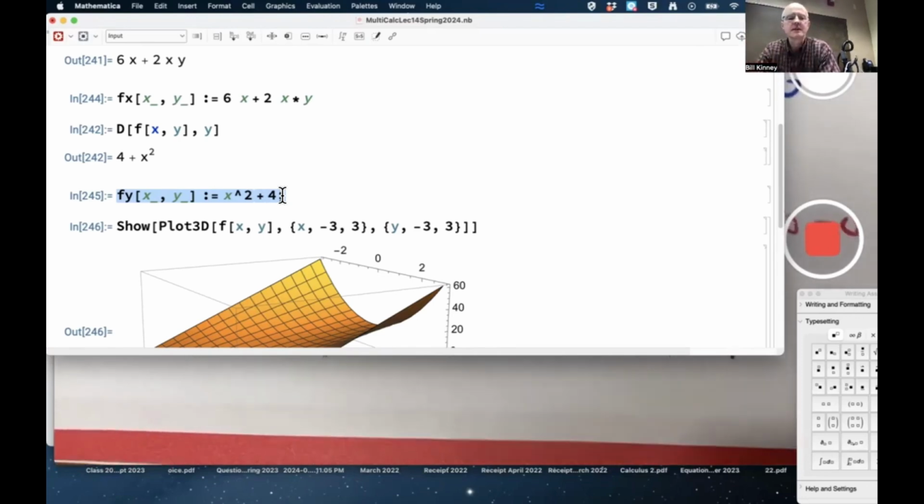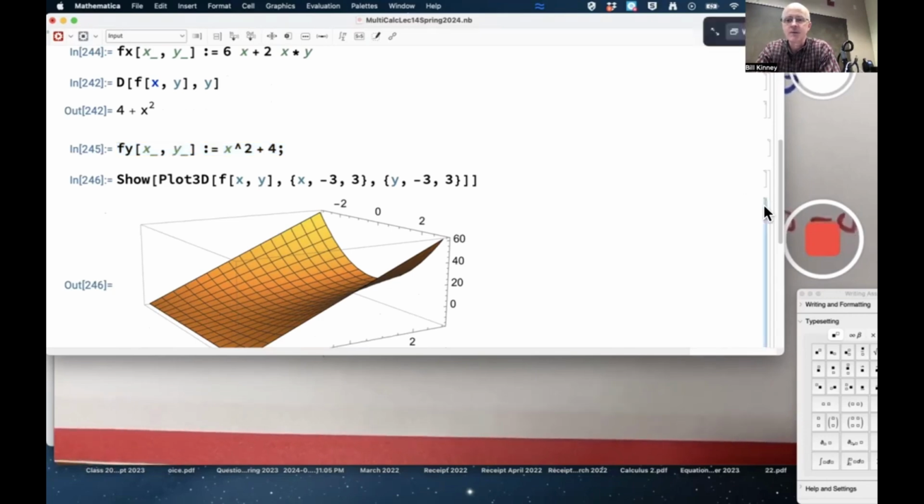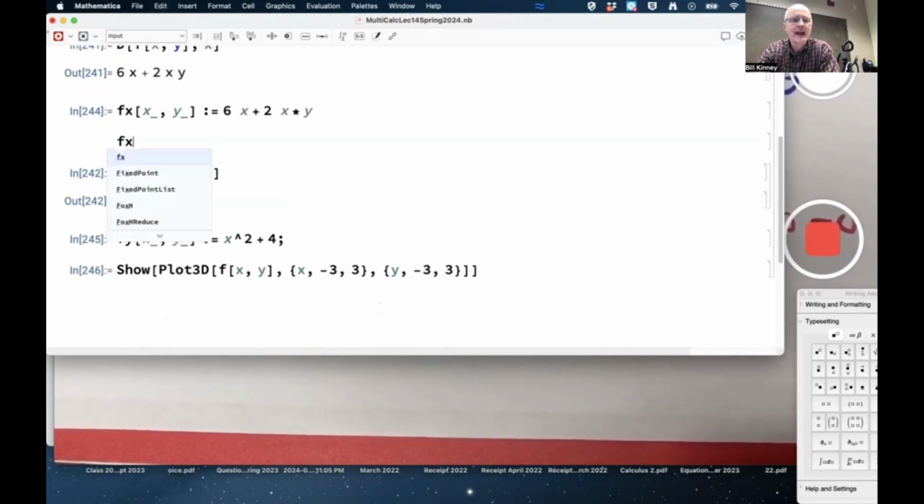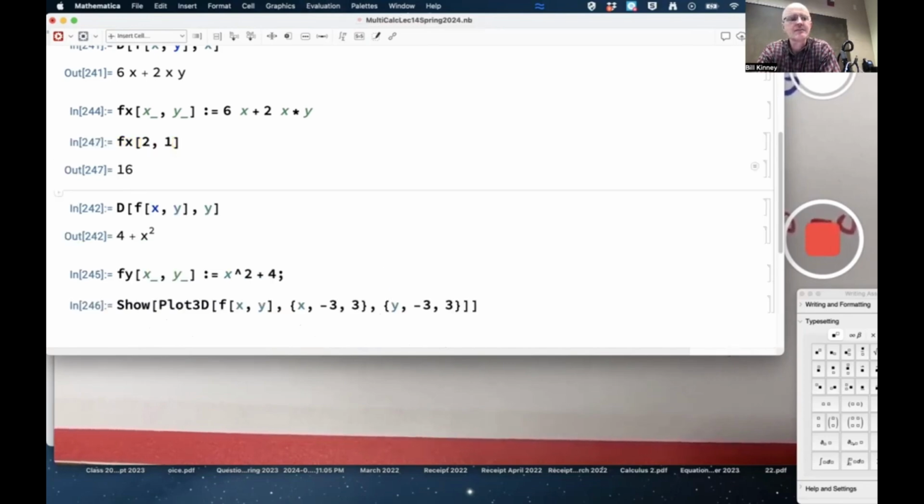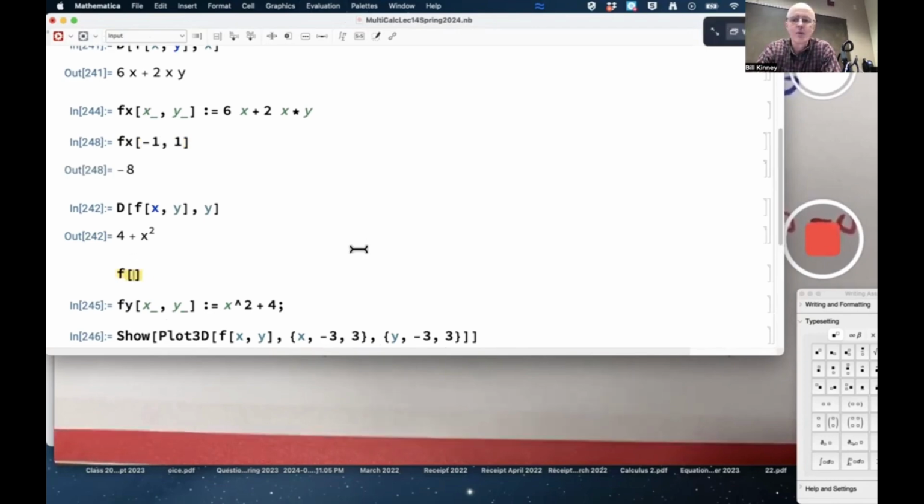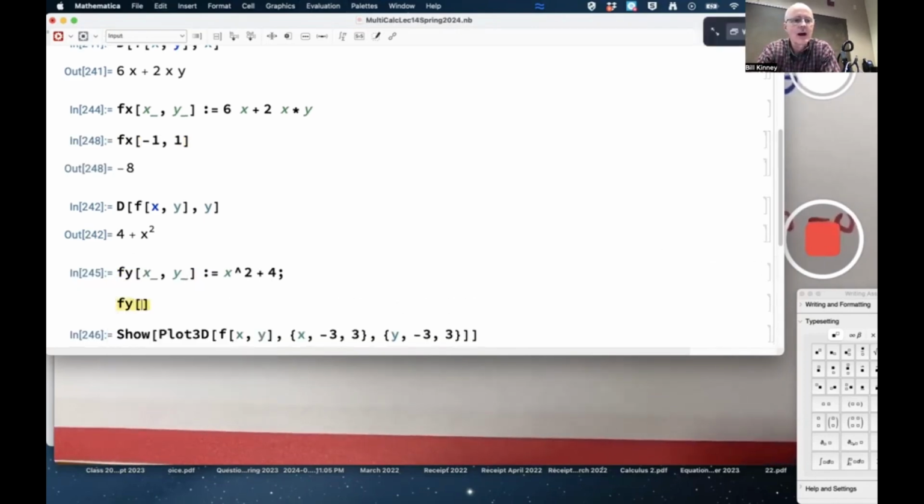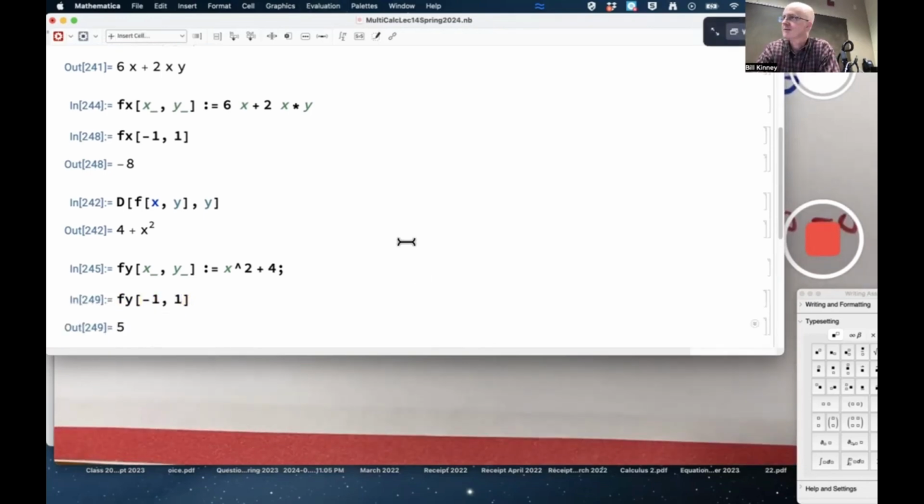But we can still interpret these derivatives as slopes. For example, what's the partial derivative in the x direction at the point, say, x is 2, y is 1? Plug in the numbers, you get 16. Let's try a different point where maybe we get a smaller number closer to 0. Let's try -1, 1: fx is -8. What's the partial with respect to y at the same point? fy(-1, 1) is +5.